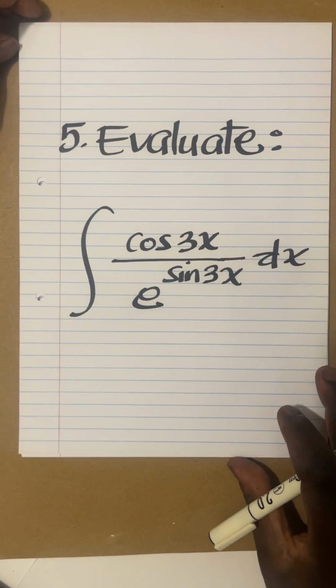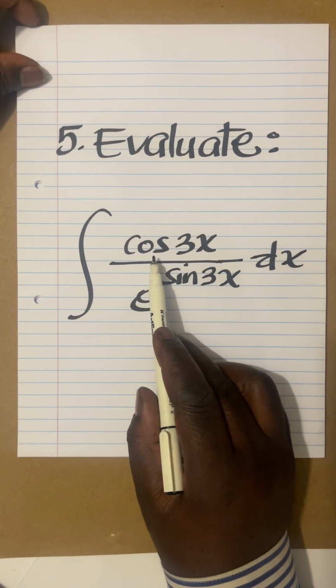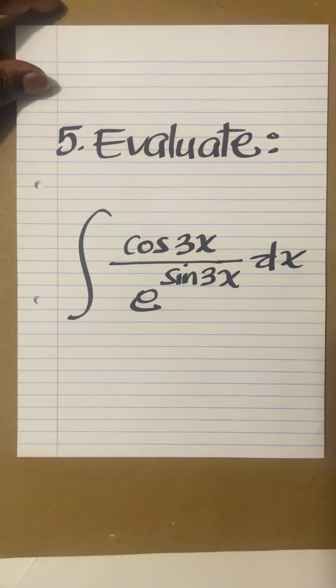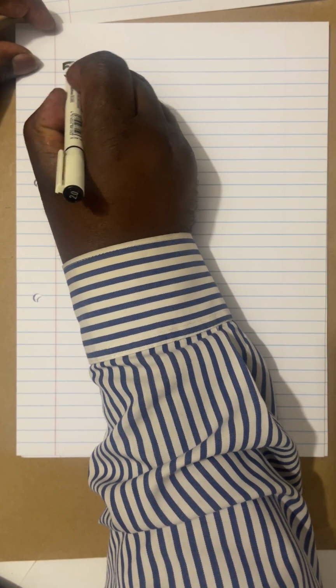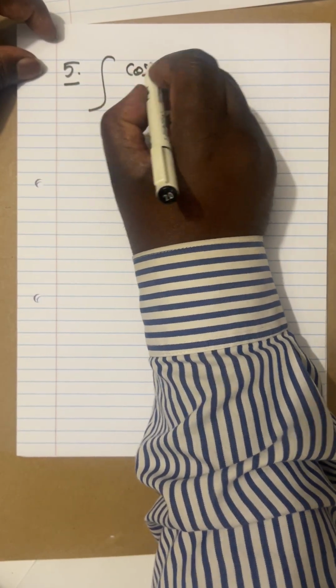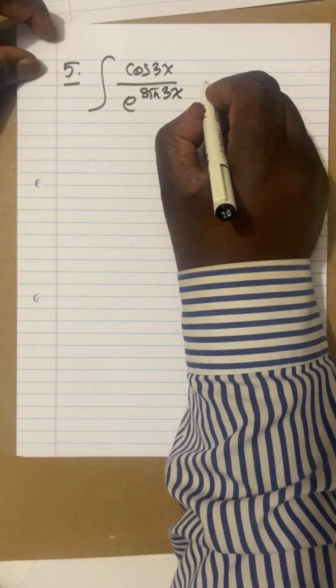Our integral number 5 for today is this one here. We're supposed to evaluate this integral, the integral of cos 3x all over e to the power sine 3x dx. So let's go right into it. Number 5, integral number 5. We're just done with integral number 4. Now we're starting with integral number 5. Let me capture it exactly how it is. Cos 3x all over e to the power sine 3x dx.